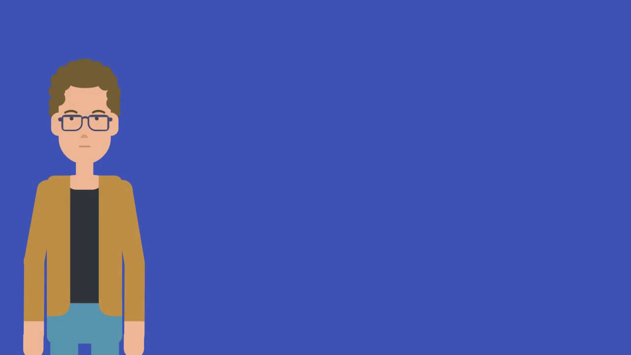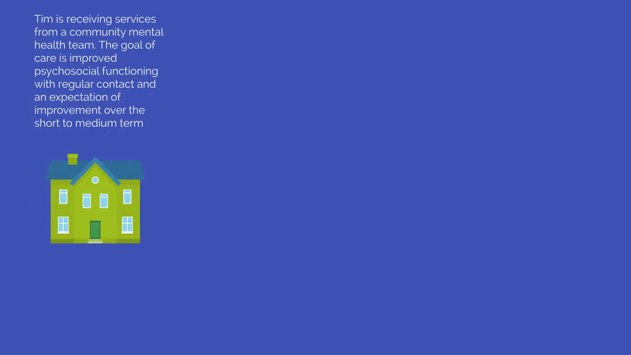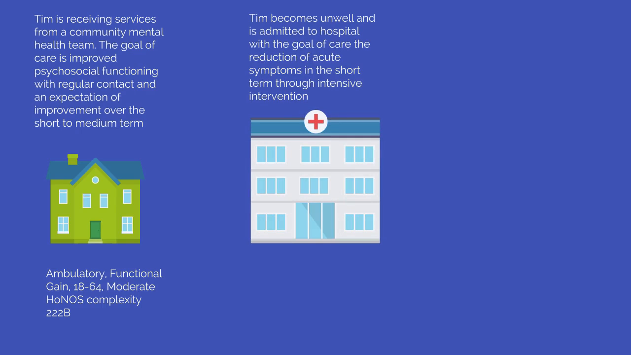Tim is receiving services from a community mental health team. The goal of care is improved psychosocial functioning with regular contact, and an expectation of improvement over the short to medium term. In AMHCC, Tim is classified ambulatory, functional gain, 18 to 64, moderate HONOS complexity. Code 222B.